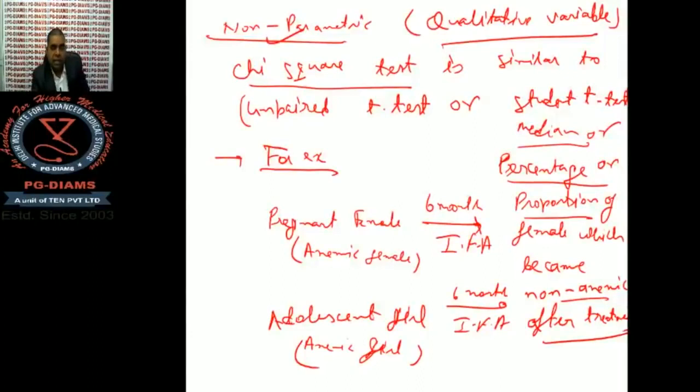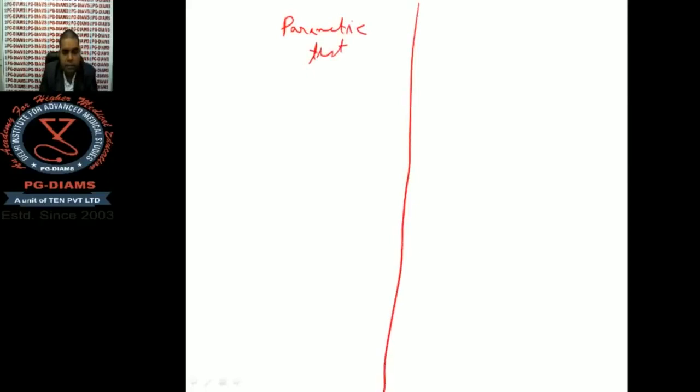Now, in your objective questions, many a time they give you an example in which they ask which test will you apply. So, if in the question they have given you mean value, then you won't apply chi-square test. But if they have given you percentage or proportion, then you will apply chi-square test. Okay? There are some more differences between parametric and non-parametric test. Parametric test.